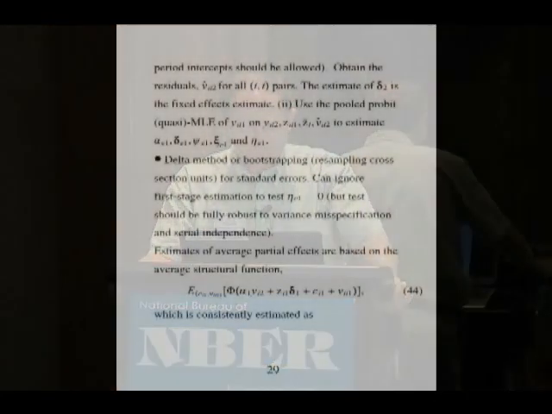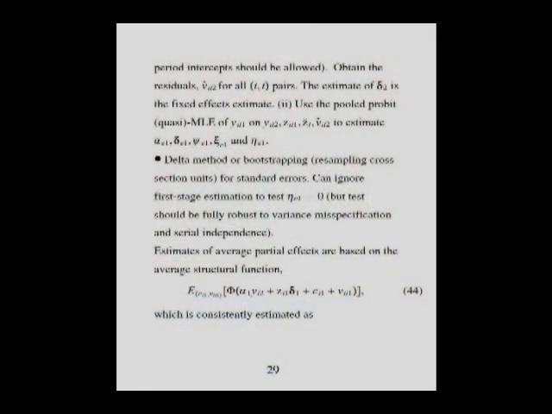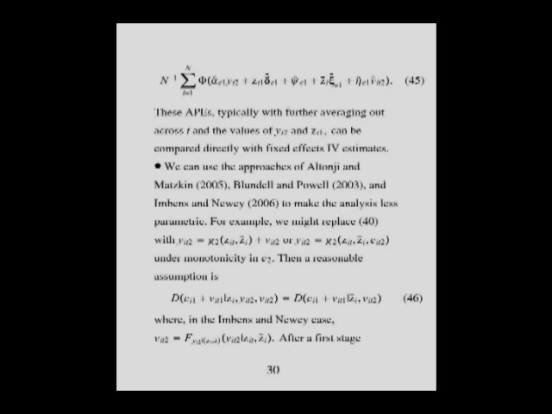So again, you can estimate this very easily using two steps. You do a fixed effects regression in the first step, get the residuals, and then you do something like a pooled probit, which is generally consistent even in the fractional case, to get the scaled parameters, and then the averaged effects are given in equation 45. So this is a very straightforward procedure.